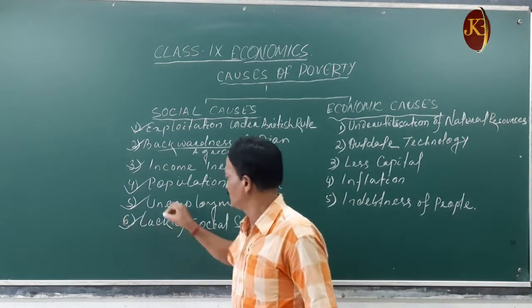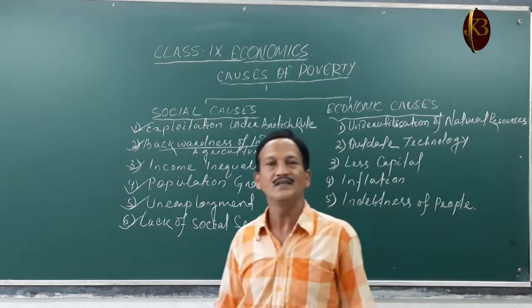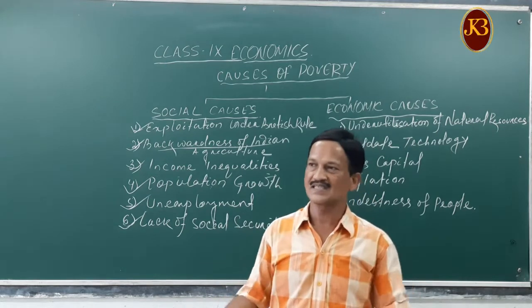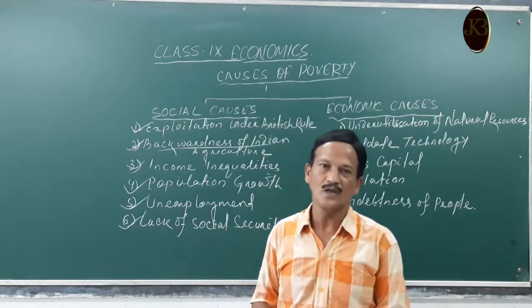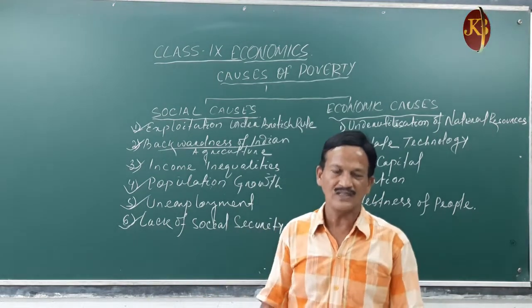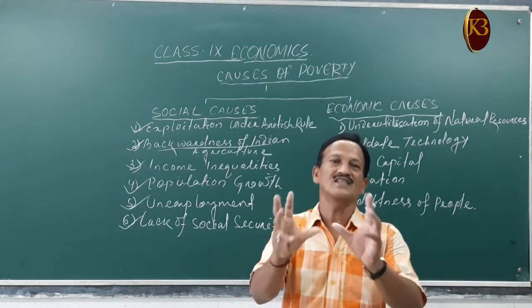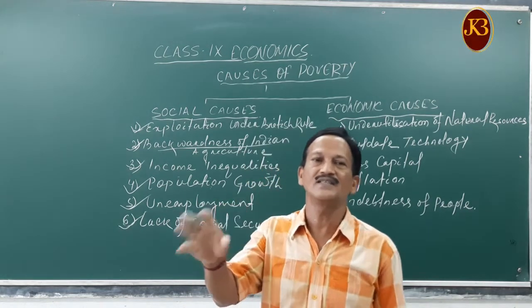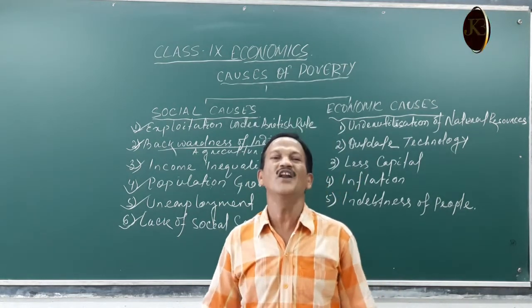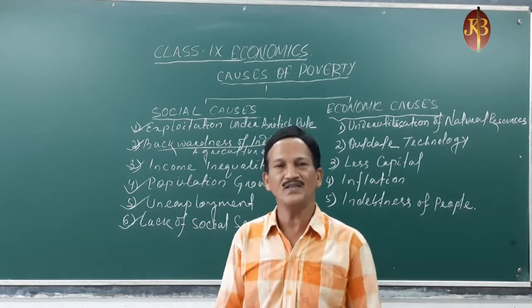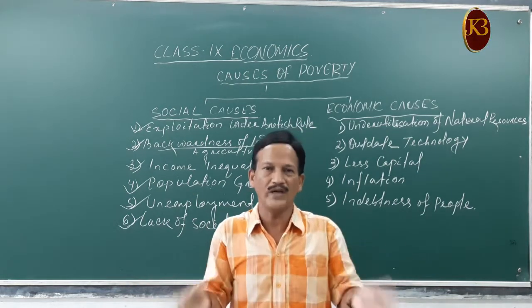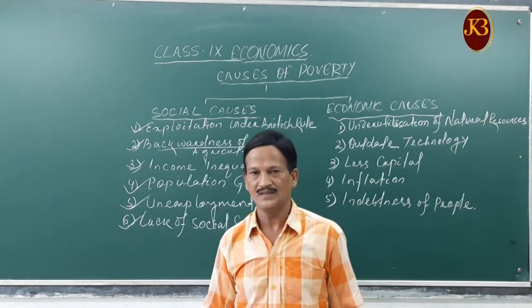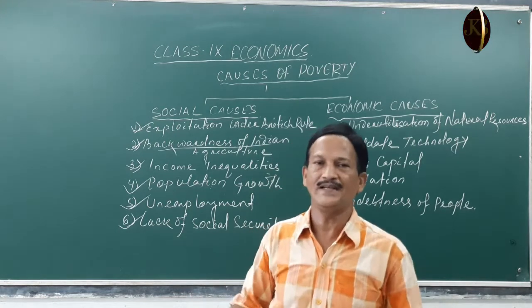And lastly, there is a lack of social security for the people. The social securities like unemployment allowance, old age benefit. When the people are old, they should get certain social security, a fixed income, so that they can survive their life. When they are unemployed, if you do not provide them certain money, then certainly antisocial activities develop. The people become poorer day by day.